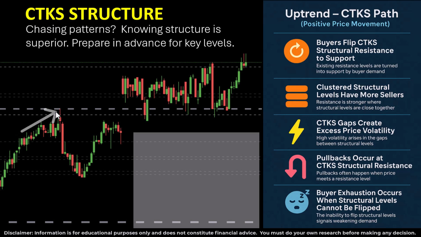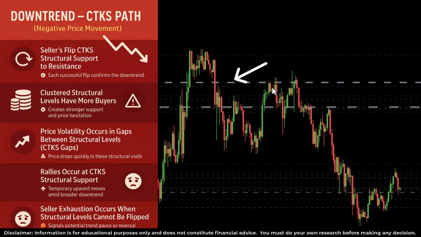A lot of people think, what causes consolidation? And it's a very reasonable thing to think about. When you've had a bit of an exhaustion, that exhaustion flips in between structural levels. You know these structural levels ahead of time. When you learn how to master the structure underpinning your price charts, you will see things that other people would never see. For example, all of this volatility is contained within a CTKS gap.